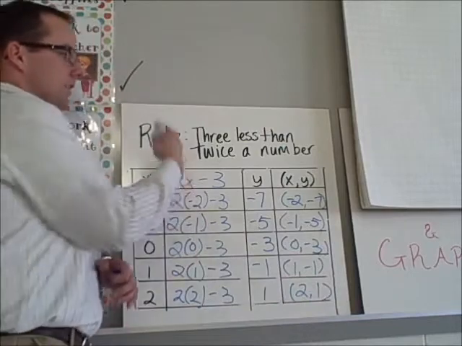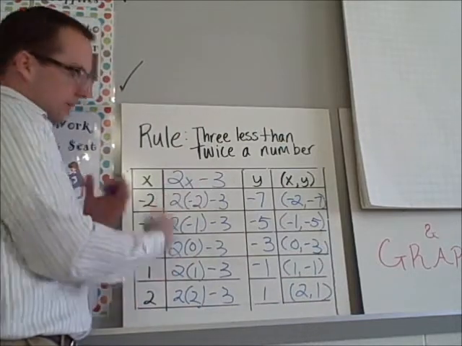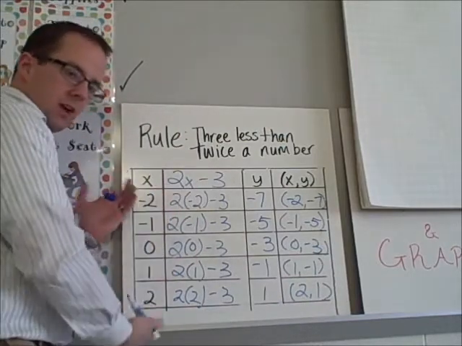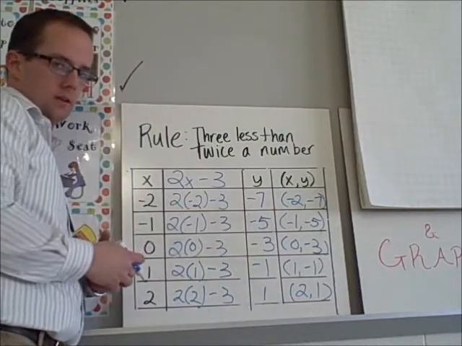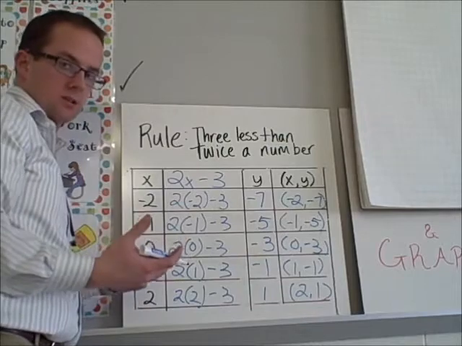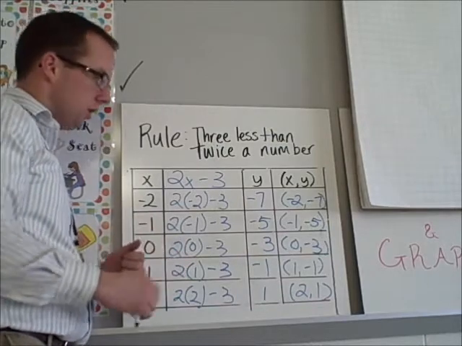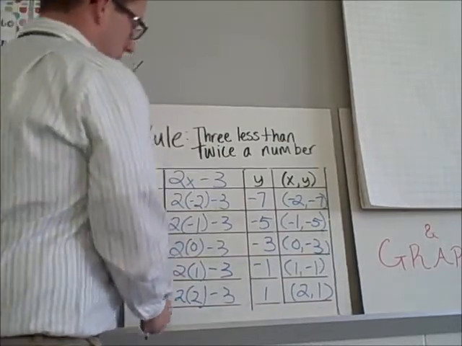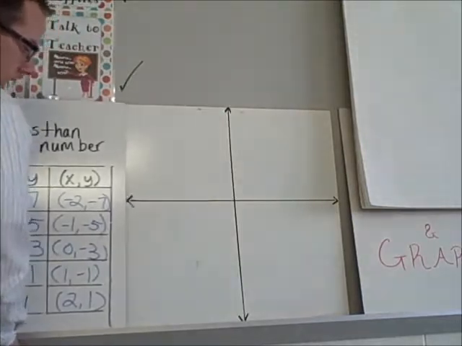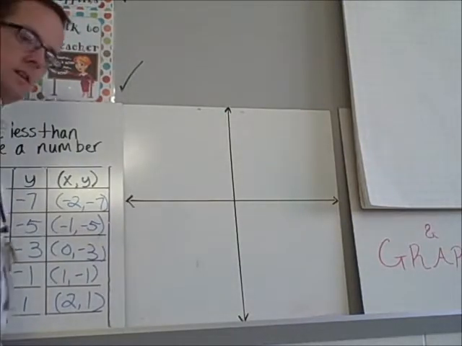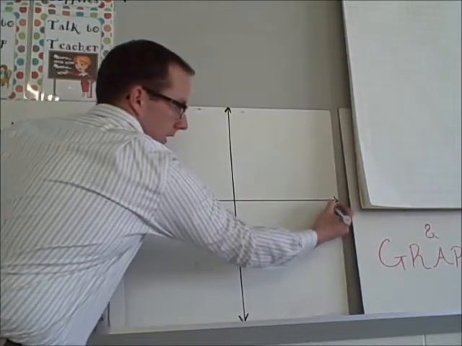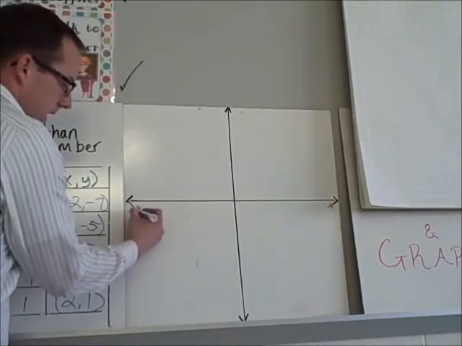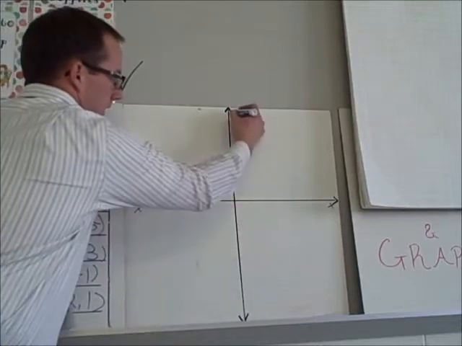All right, so I've taken the rule, I've written it as a function, I've applied it to a bunch of x values to get y's, and I've written them as ordered pairs. Now you may remember from last year, what do you do with ordered pairs? You go and you graph them on an xy coordinate plane. Just to remind you, this line here is x, and the vertical line is y.